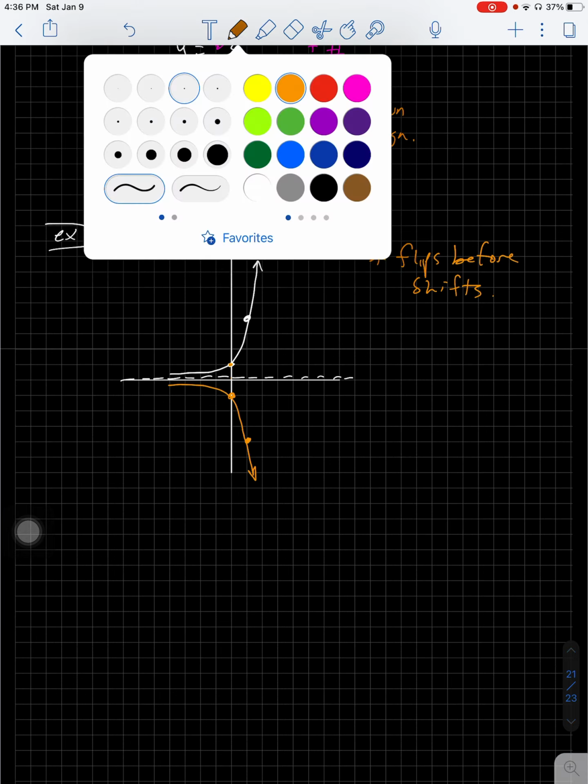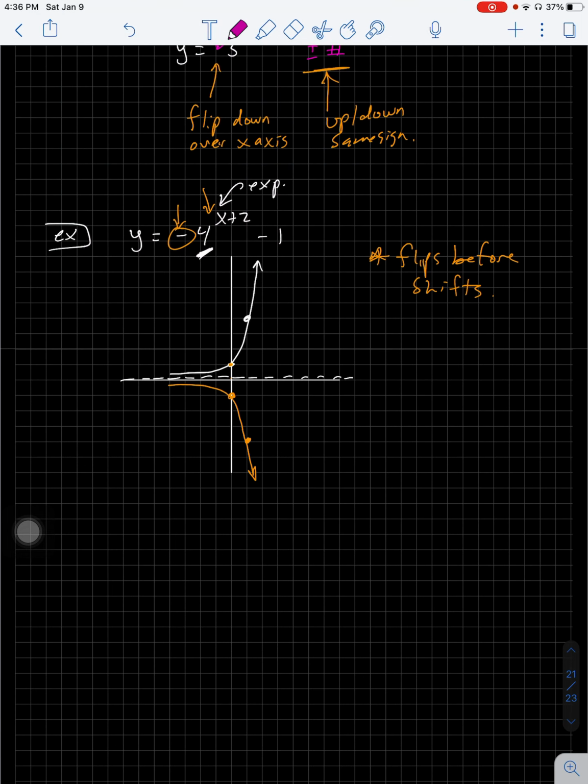After I do that, I'm going to take the orange graph and I'm going to do my shifts. So this 2 is a right-left shift opposite the sign. So I'm going to go left 2. And this negative 1 is an up-down shift, true to the sign. So I'm going to go down 1. So I'm going to take this orange dot and move it left 2 and down 1. This orange dot and go left 2 and down 1.